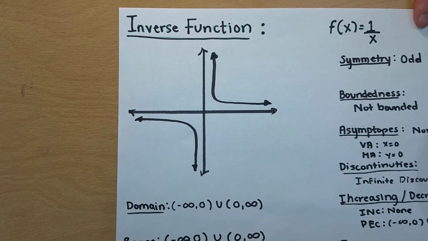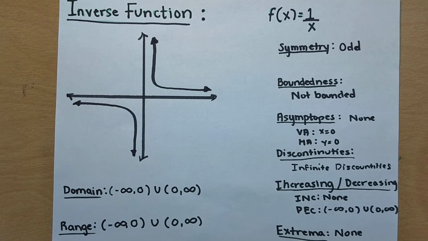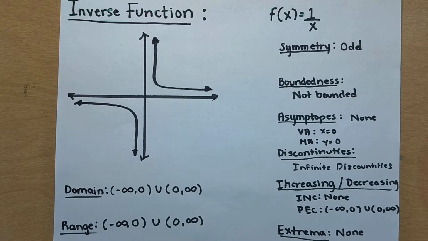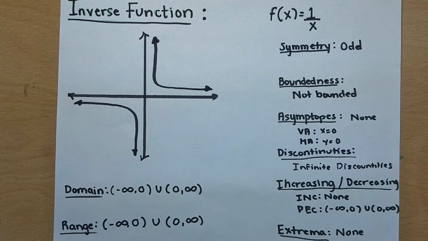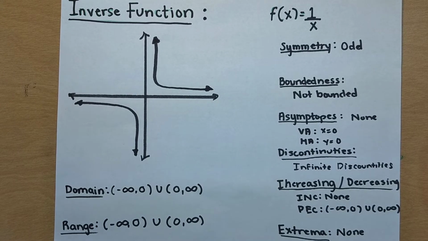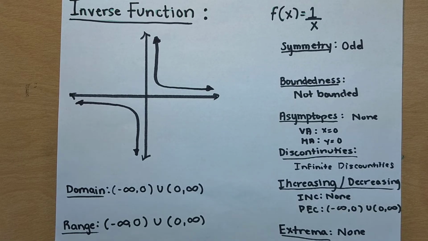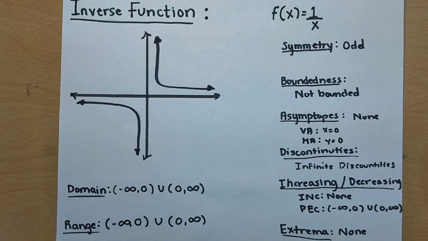Inverse linear function. The domain and range of this function are the same, negative infinity to 0 and 0 to positive infinity. This is because the function has a horizontal and vertical asymptote, both at 0, that the function cannot cross. The inverse linear function is not bounded and has an infinite discontinuity at x equals 0 that is non-removable. This function is an odd function because when the opposite x is evaluated, it is the opposite of the original function.